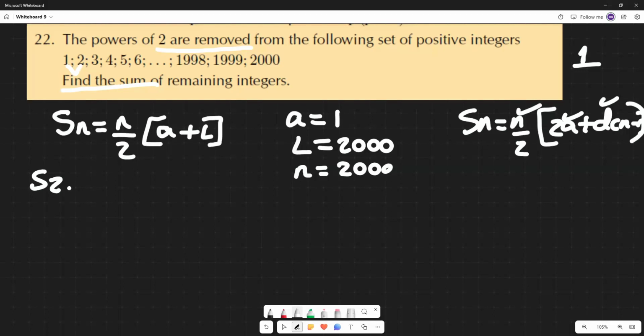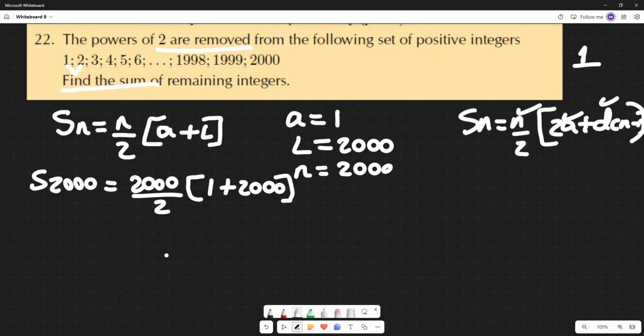So I'm going to look for the sum of 2000 terms, which is 2000 over 2 times (1 plus the last term, which is 2000). Let's see what that gives us. So you have 2000 over 2 in brackets 1 plus 2000. That gives you 2,001,000. That is the sum of all terms, including the powers of 2.